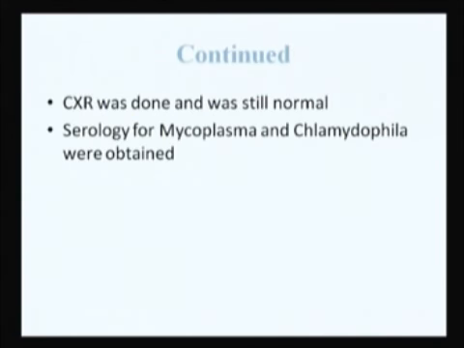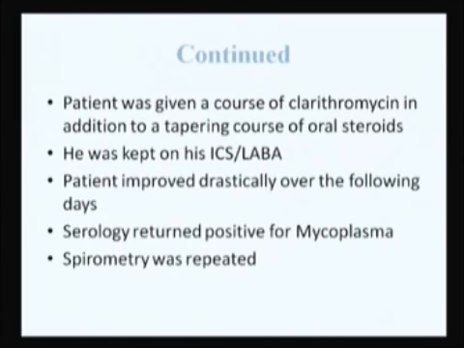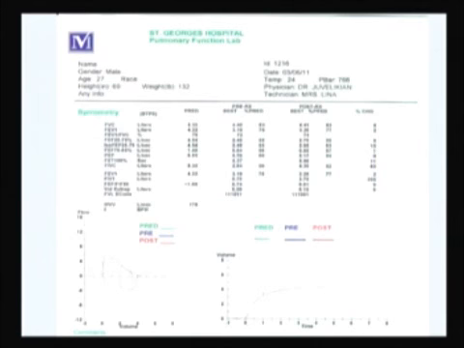Serology for mycoplasma and chlamydophila was obtained, and he was given a course of clarithromycin in addition to another tapering course of oral steroids. He was kept on his combination therapy. He improved drastically over the following days. The serology a few days later returned positive for mycoplasma, and the spirometry was repeated. This was about 8 days later, and as you can see, his numbers got much closer to normal compared to the initial spirometry, and there was no bronchodilator response left following administration.